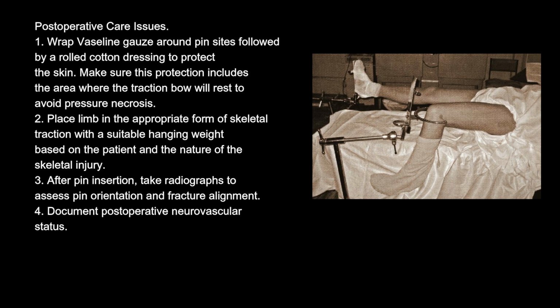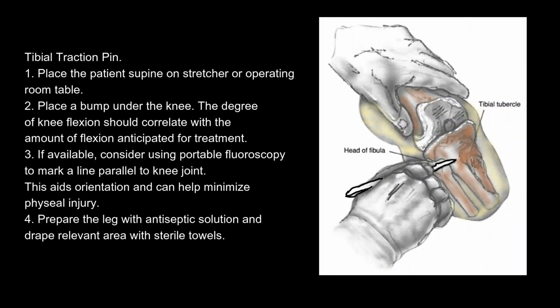Postoperative care issues. 1. Wrap Vaseline gauze around pin sites followed by a rolled cotton dressing to protect the skin. Make sure this protection includes the area where the traction bow will rest to avoid pressure necrosis. 2. Place limb in the appropriate form of skeletal traction with a suitable hanging weight based on the patient and the nature of the skeletal injury. 3. After pin insertion, take radiographs to assess pin orientation and fracture alignment. 4. Document postoperative neurovascular status.